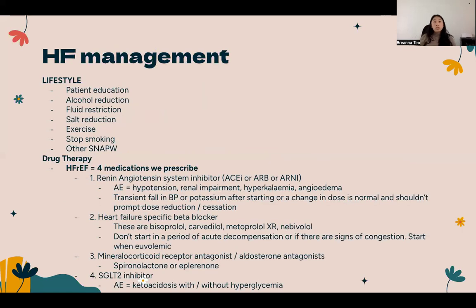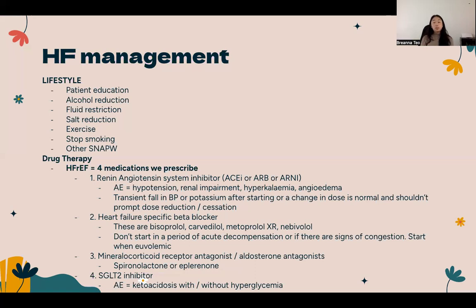In terms of management, there's quite a bit that we can do. For lifestyle, again, SNAP-W, patient education, alcohol, fluid restriction, salt restriction, exercising, stopping smoking, etc. We want to try and increase their capacity and their ability to do their everyday things, so their activities of daily living. In terms of drug therapy, it differs between reduced ejection fraction versus preserved ejection fraction.